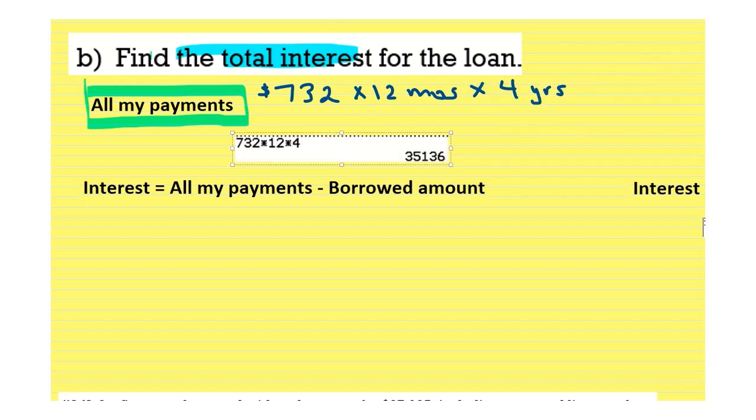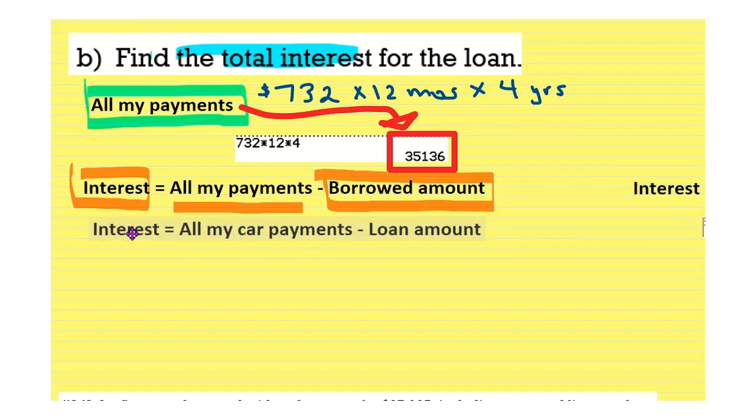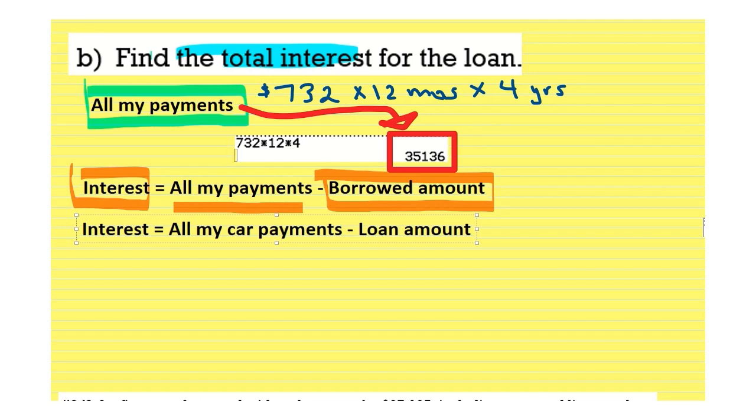When I multiply all those numbers together, it gives me $35,136. That is what all of my payments are going to be equal to. So to find the interest, I want to take all of my payments and I'm going to subtract off the borrowed amount. Another way to say that is the interest is equal to all of my car payments minus the loan amount. So the borrowed amount and the loan amount, those are interchangeable. Those are the same thing.